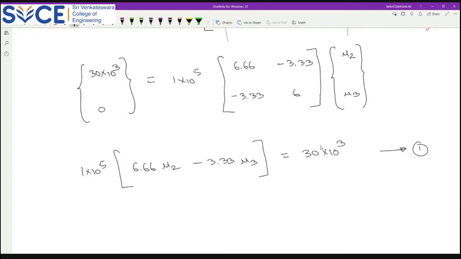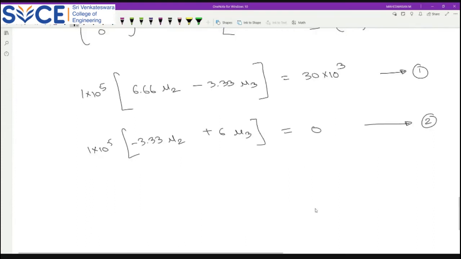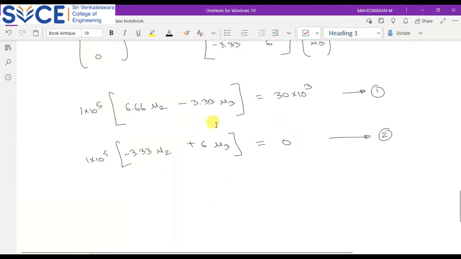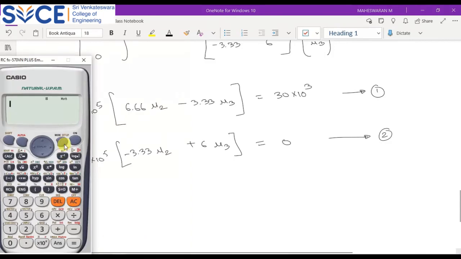Right? Next, the second, the same 1 into 10 power 5, minus 3.33 into U2 plus 6 into U3 is equal to 0. This is my second equation. Now you try to solve these two equations and you will get the values of U2 and U3. Take a calculator and find out these values.